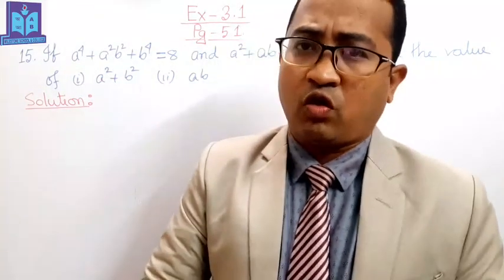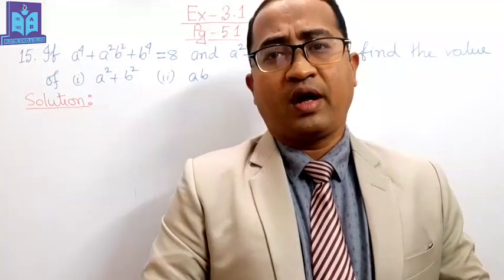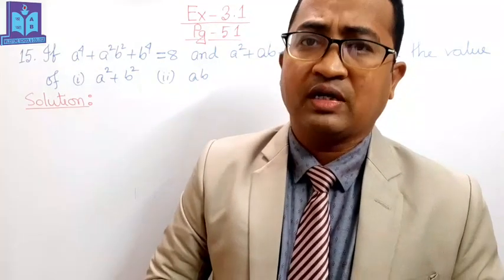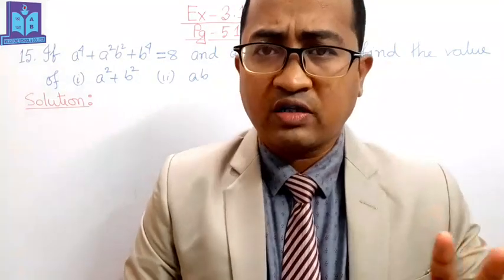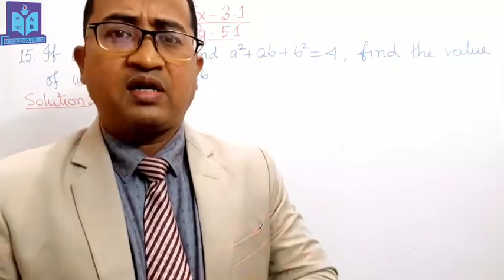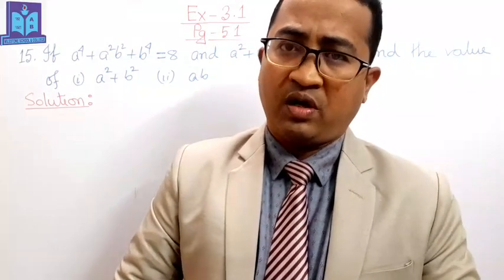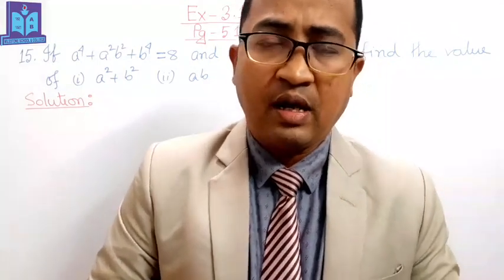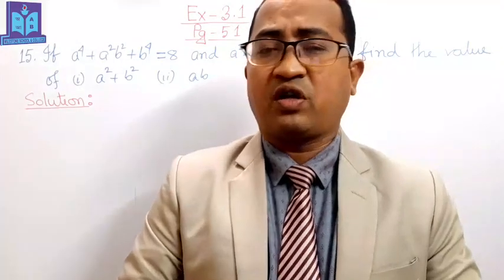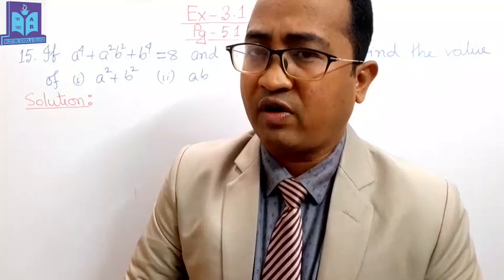Okay, we know the corollary of a square plus b square, as well as we know the corollary of ab. What is the corollary of a square plus b square? Yes, I have shown you three corollaries of a square plus b square. That is a plus b whole square minus 2ab, a minus b whole square plus 2ab, and the third is a plus b whole square plus a minus b whole square divided by 2. But which one will we apply over there?